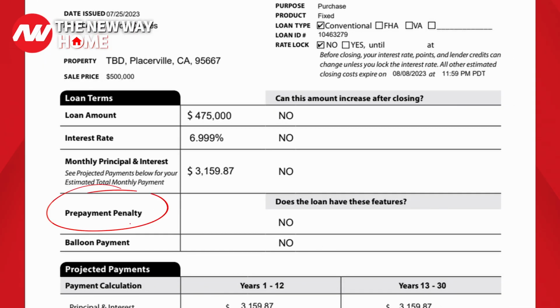Now under prepayment penalty and balloon loan, those should also say no, because if you're getting a qualified mortgage like a Fannie Mae, Freddie Mac, FHA, VA, USDA, all of those loans require that there are no prepayment penalties or balloon features. Those are illegal features. So that should always say no. If it says yes, that's probably a red flag. All right, so let's go on to the next section.